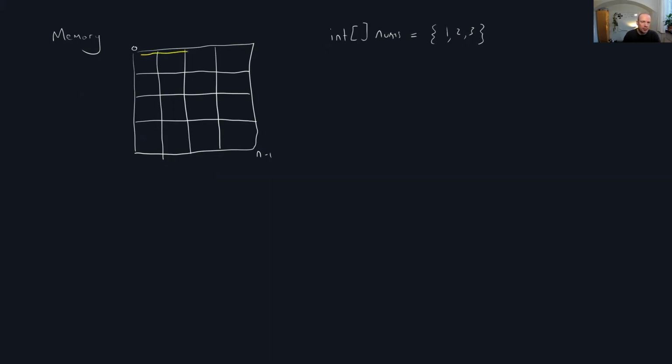we need to get a block of memory that is big enough to hold that array. So we can put 1, 2, and 3 in there.